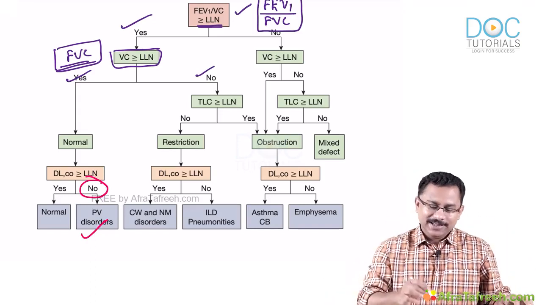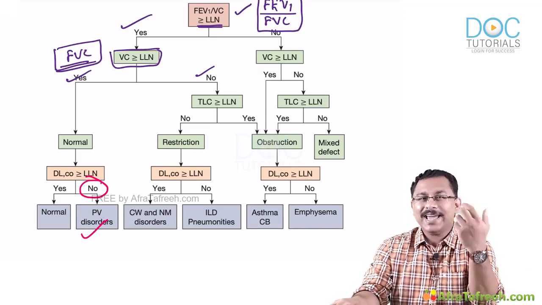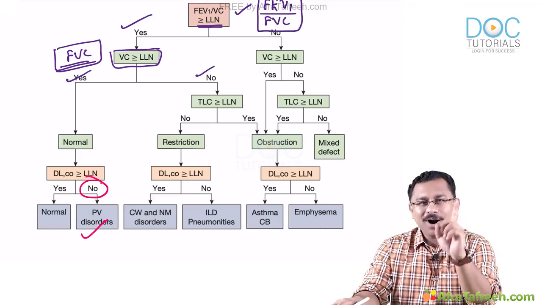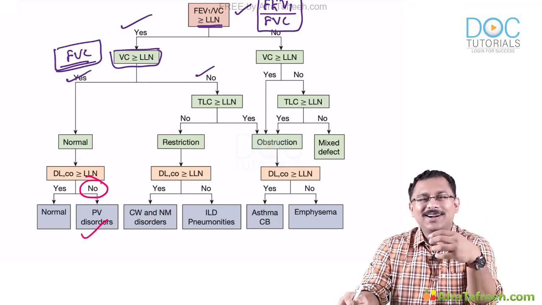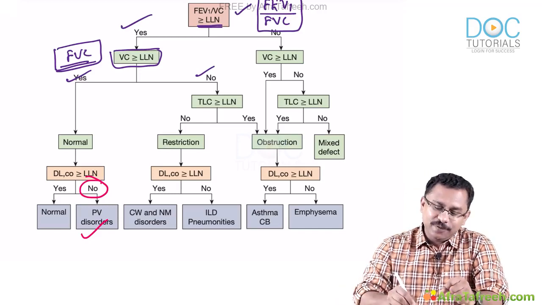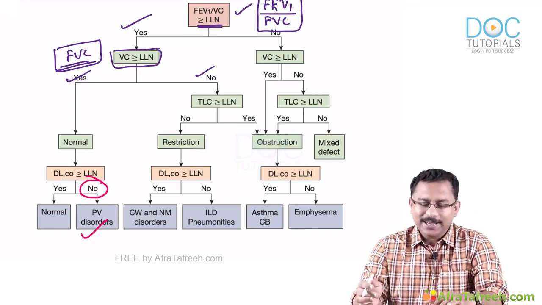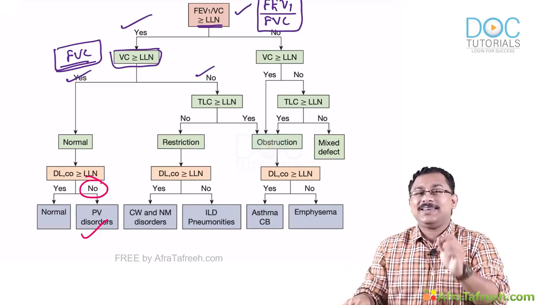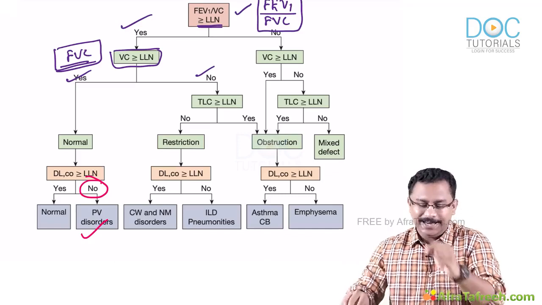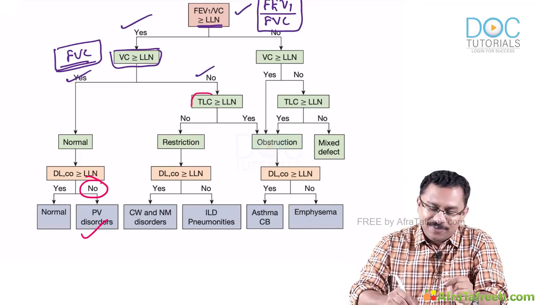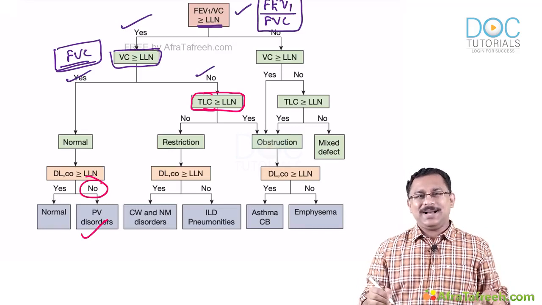All right. So now you have seen the case where the forced vital capacity is above the lower limit of normal. Now what if the FEV1 to FVC ratio was high, and you measured the forced vital capacity and find that it is on the lower side? What are you going to do in such a scenario? You have got to measure your TLC, that is your total lung capacity.